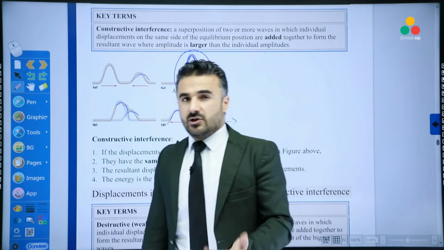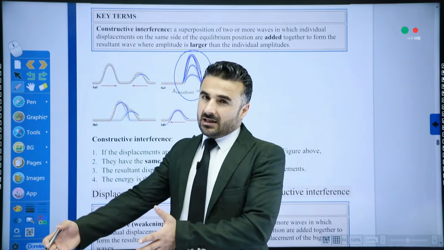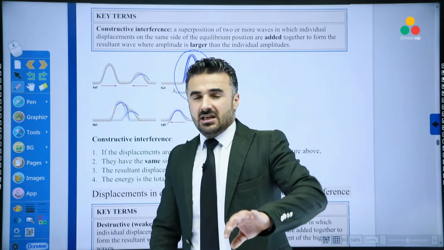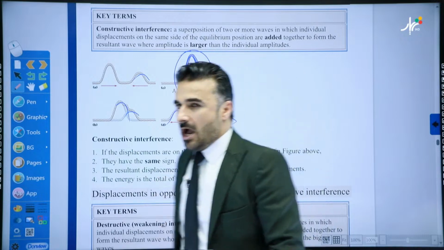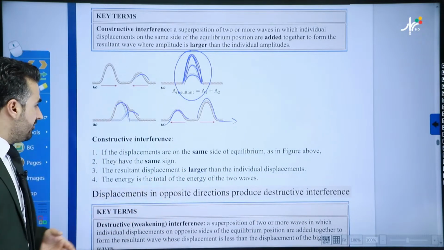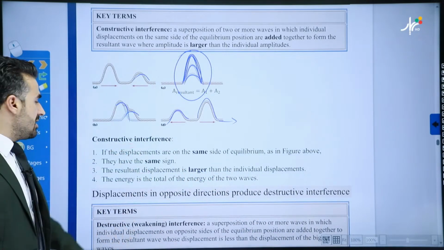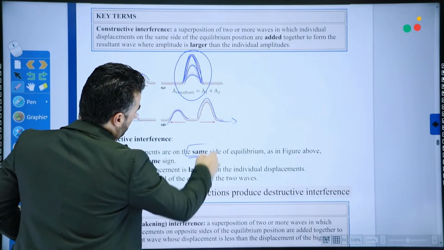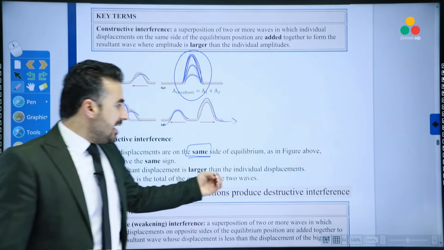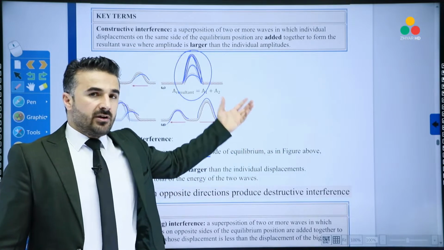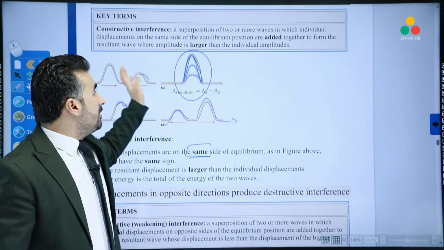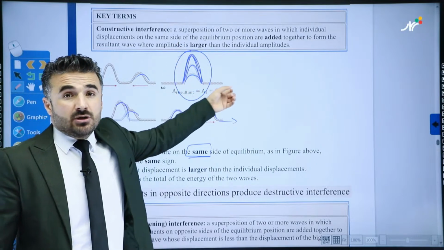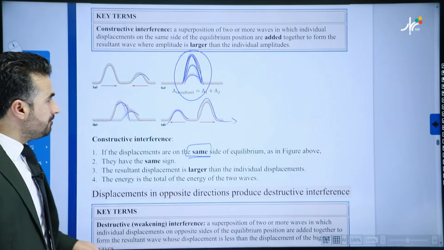And there are two types of destructive interference. There is weakening destructive interference, and there is complete destructive interference, but we'll save that for later. For now, how can we summarize constructive interference? We can say constructive interference happens if the displacements are on the same side of the equilibrium, as in the figure. Then of course their amplitudes will be added, yeah? And we get a bigger amplitude than each of the individual ones.